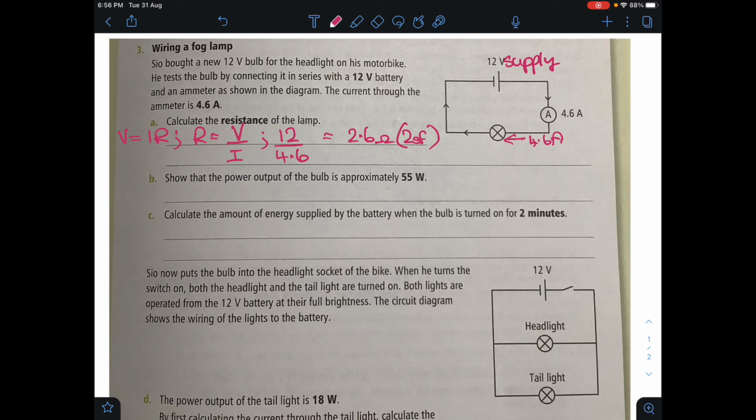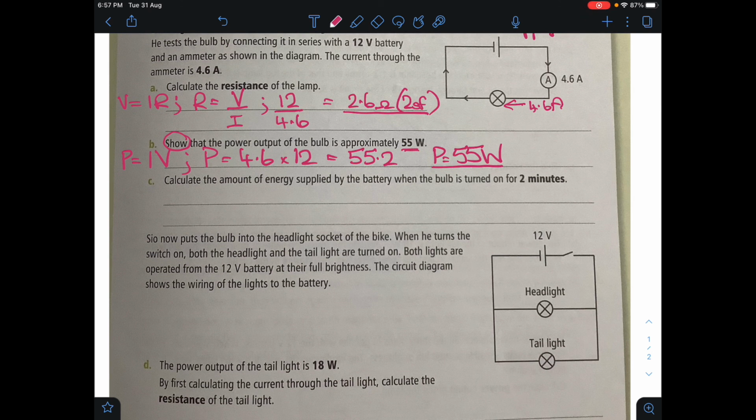Part B, show that the power output of the bulb is 55 watts. So power is current times voltage. So power is your 4.6 times a voltage of 12, which is 55.2. So that's showing you that the power is 55 watts. Now, just so that you get used to doing this in the exam, if the question says show, it means write a formula and substitute in some numbers, and your answer has got to be 55. You can't use the 55 during the question.